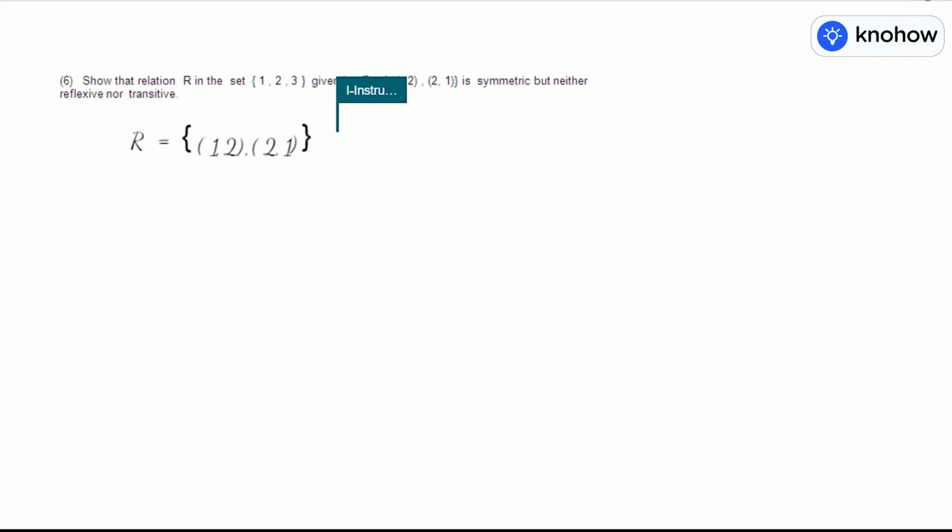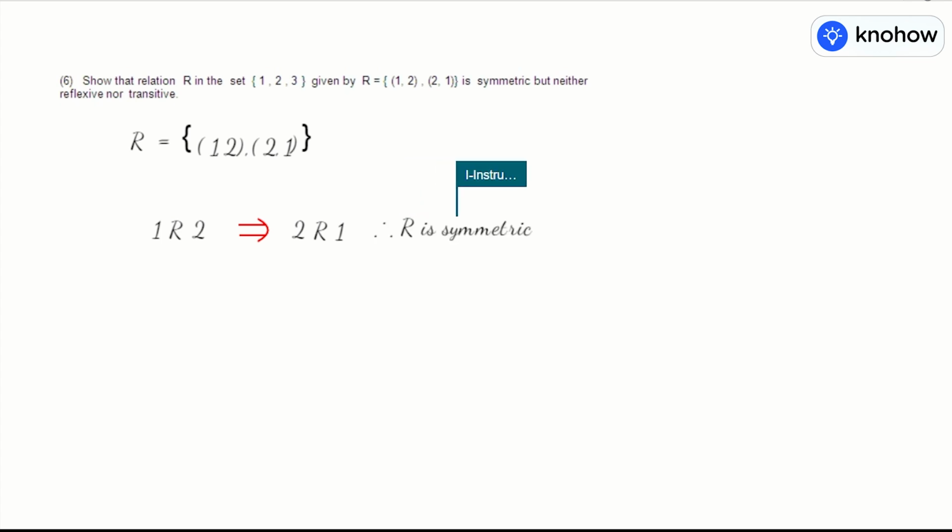Let me first of all check if it is symmetric. 1 is related to 2 implies 2 is related to 1. Both the elements (1, 2) and (2, 1) are present there and there is no third element. So if 1 is related to 2 implies 2 is related to 1, hence R is symmetric. It is confirmed, it is symmetric. Now the second part, first part we proved that R is symmetric.